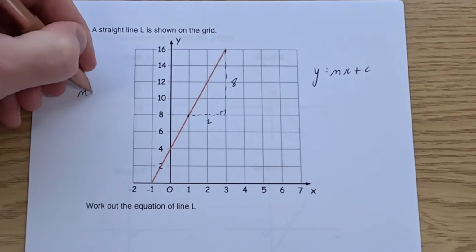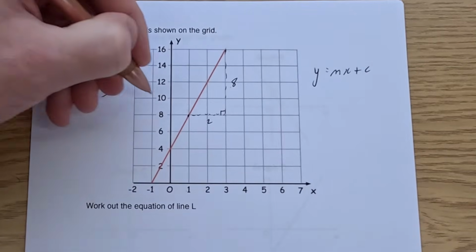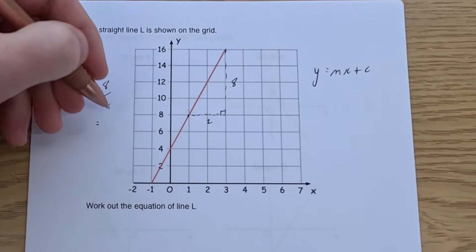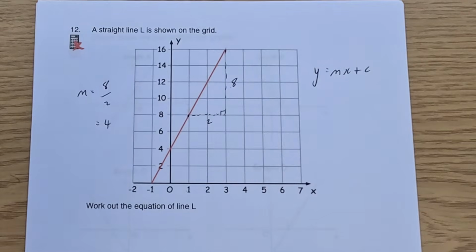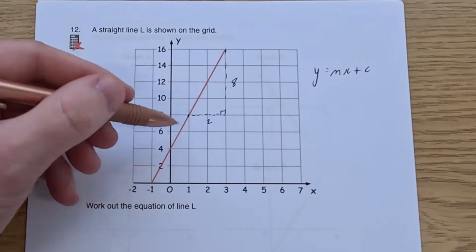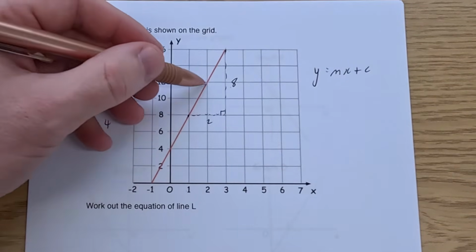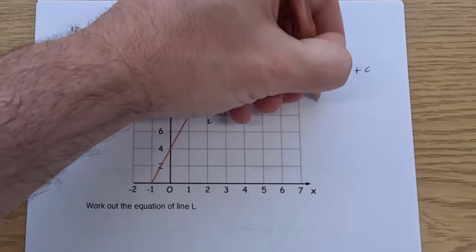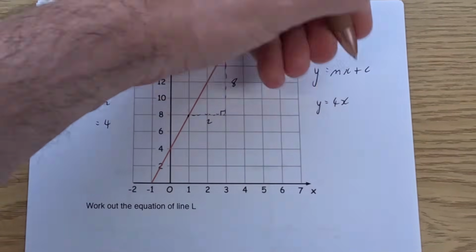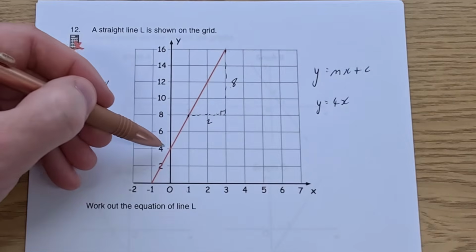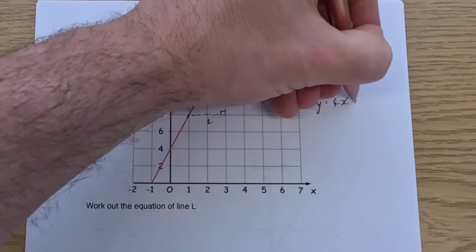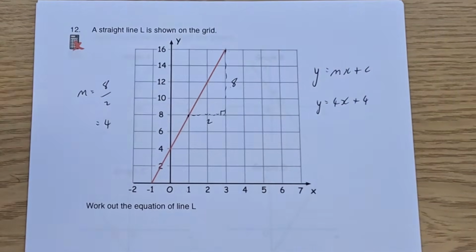So the gradient is the rise, which is 8, divided by the run, which is 2, and 8 divided by 2 is 4. So the gradient of that line is 4. If we go 1 unit across, we go up 4 units, and so on. So the equation of the line will be y equals 4x. Now we need to find out what the y-intercept will be. Well, it crosses the y-axis at 4, so it'll be plus 4. So the equation of that line is y equals 4x plus 4, and that's it.